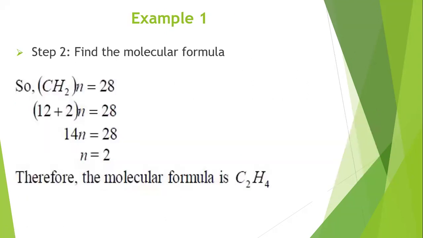Now, the second step is to find the molecular formula. The molecular formula is the empirical formula multiplied by n, equal to the molecular weight that you are given, that is 28. So the relative atomic mass for carbon is 12, while that of hydrogen is 1 multiplied by 2, which gives 2, then in brackets n is equal to 28. So 14n is equal to 28. You make n the subject by dividing both sides by 14, so n is equal to 2.